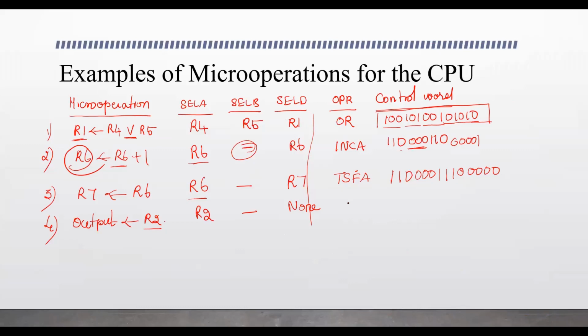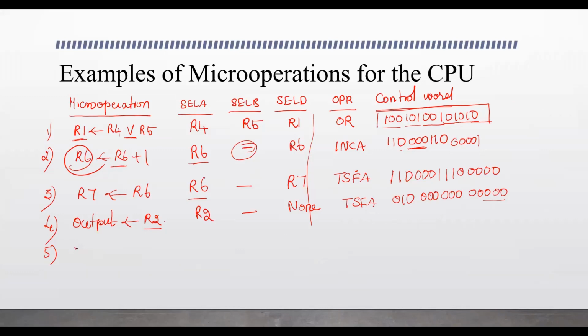And the operation performed is transfer, correct? The same operation. So the first input, SELA, needs to be 010, it is 2, R2. And there is no second register, and there is no selection D input. So that is also 000, so it goes to the output. And the operation for transfer is 00000. OPR control input will be all zeros.